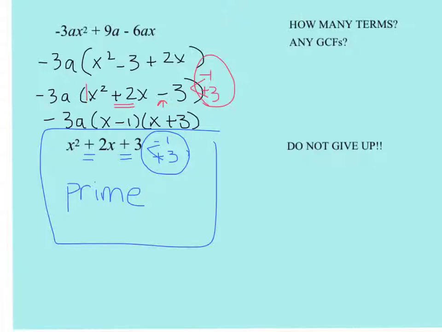That means that you always have to check. You always need to check your signs. You never give up, but if something doesn't work out, it's okay. It's prime. We'll talk about this more in class.